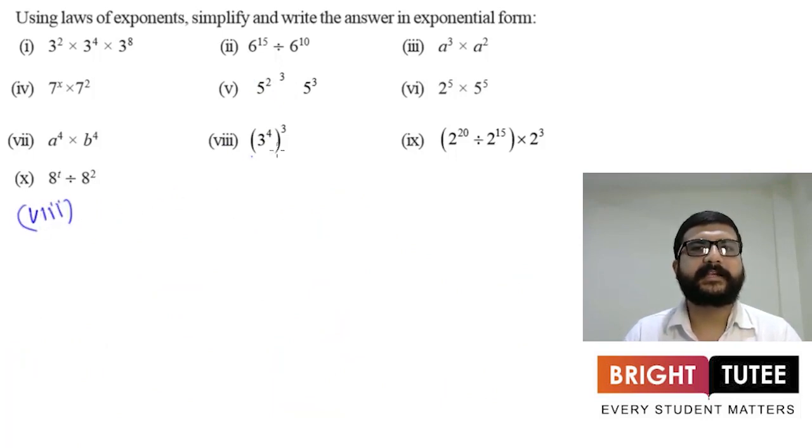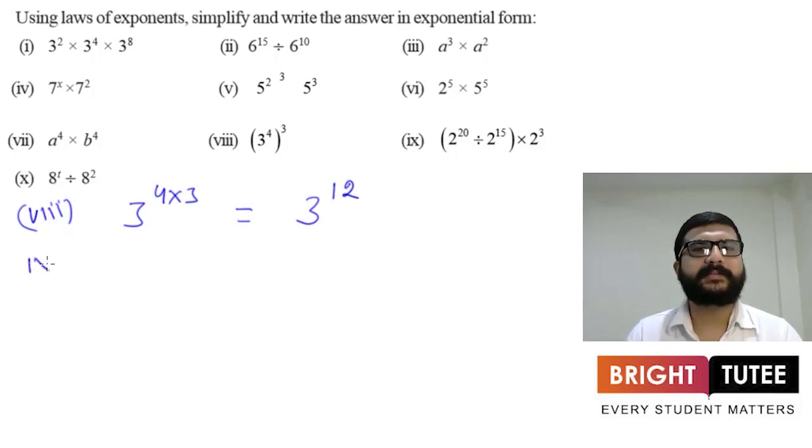It is 3 to the power 4 whole to the power 3. So it is power to the power. Again, what we will do, we will just multiply powers. We will multiply exponents here. So this will give us 3 to the power 4 into 3. Now 4 into 3 is 12. So this will be equal to 3 to the power 12.